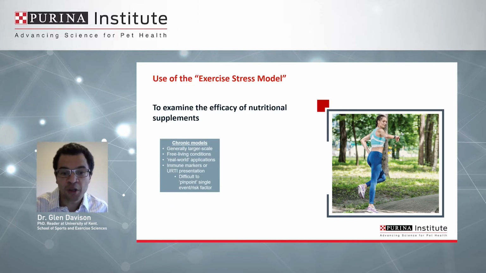So if we're using the chronic model here, this generally tends to be healthy individuals in free living conditions, generally larger scale studies, so sometimes dozens or hundreds of participants, essentially studied in their natural environment. And we tend to focus on immune markers and also illness presentation and look at the impact of nutritional interventions, so nutritional supplements, for example, at actually mediating these outcomes. So this has a lot of advantages because it's applicable to the real world situation. But of course, the limitation is there are so many contributing factors, as we saw on the previous slide, that it is hard to pinpoint a single causative factor.